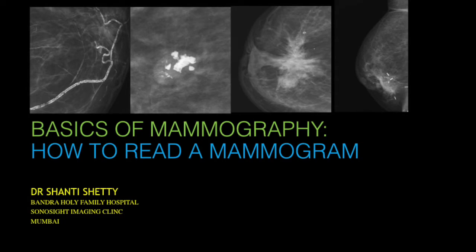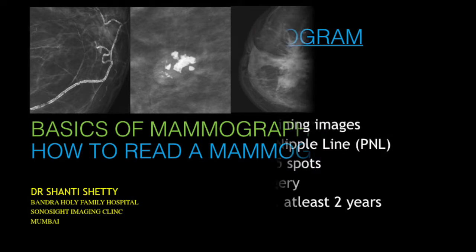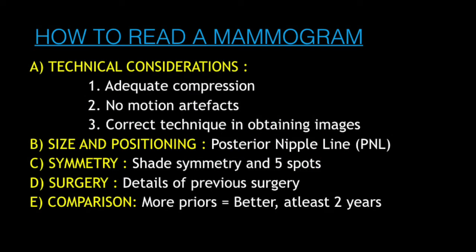In this video, I describe a simple yet effective approach to read a mammogram. These 5 points are taken into consideration while interpreting a mammogram systematically. Technical considerations, which include adequate compression, no motion artifacts, and correct technique in obtaining images. Size and positioning. The posterior nipple line is the parameter which is used to assess these two.